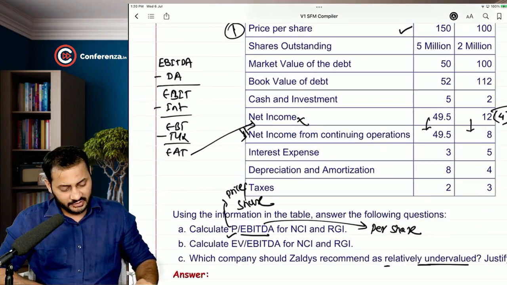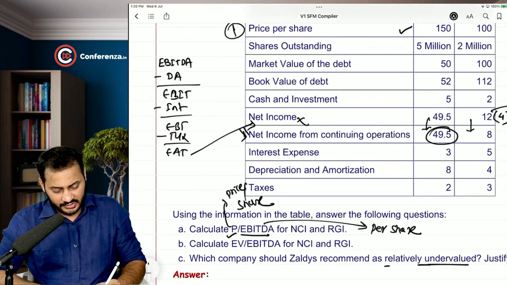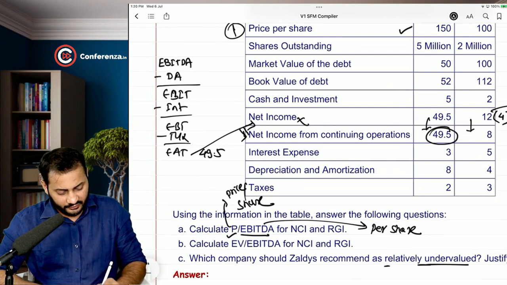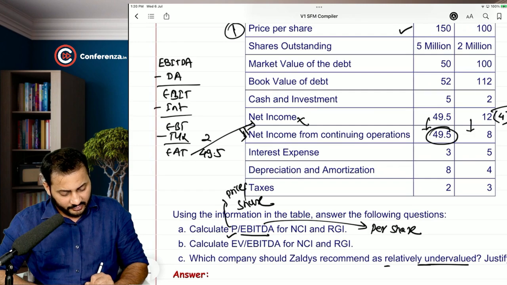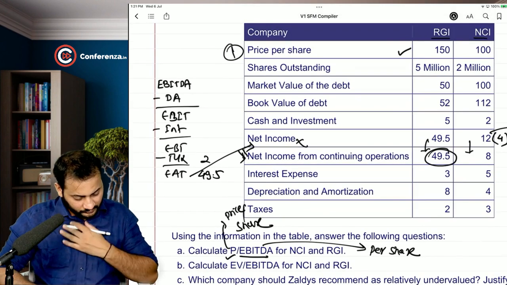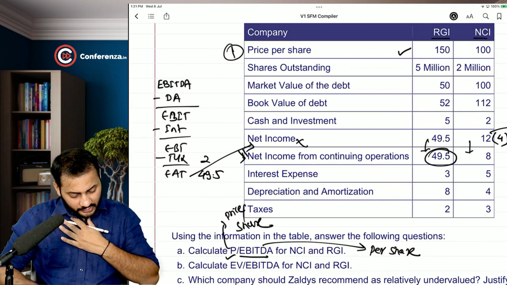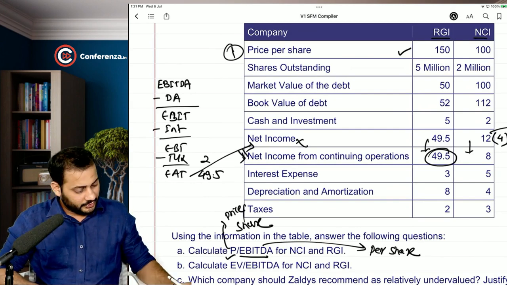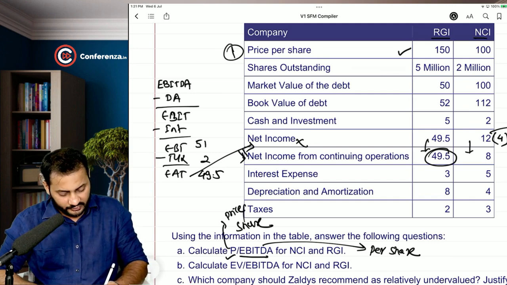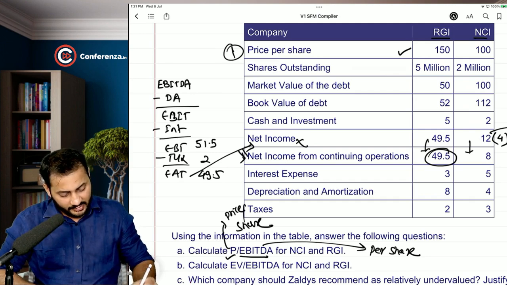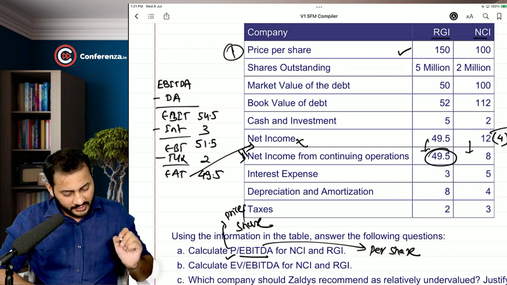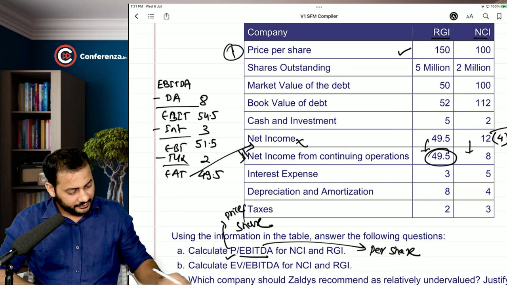So we will start with this 49.5 and see what happens. 49.5, taxes 2, EBT, earning before tax, will be 49.5 plus 2, that's 51.5. Then you will add back interest, which is 3. This will be 54.5. Depreciation and amortization 8.